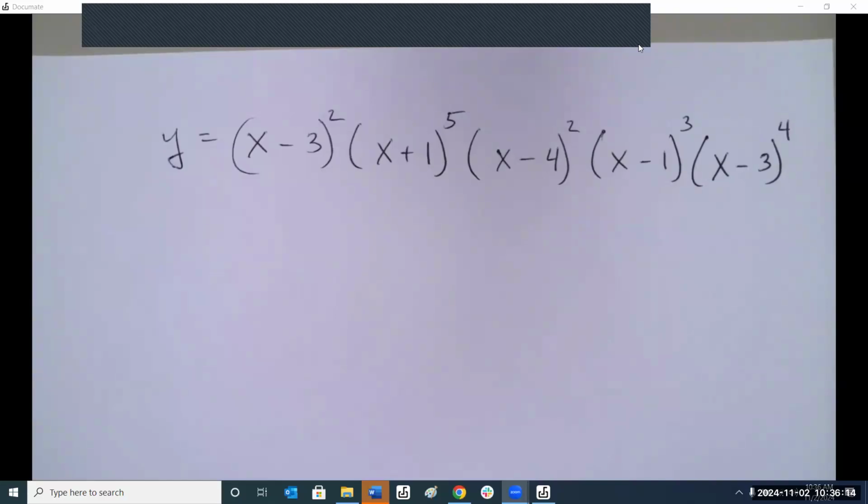I ran out of space, so I had to stop. Sketch this one.